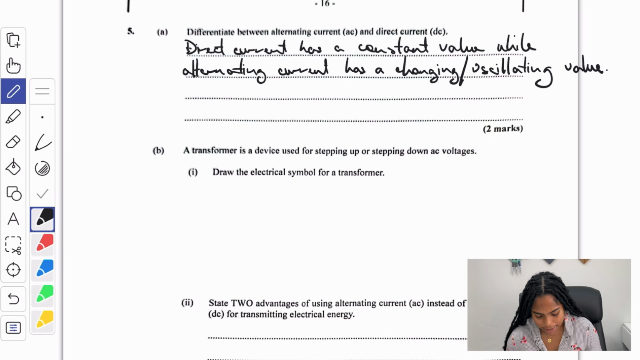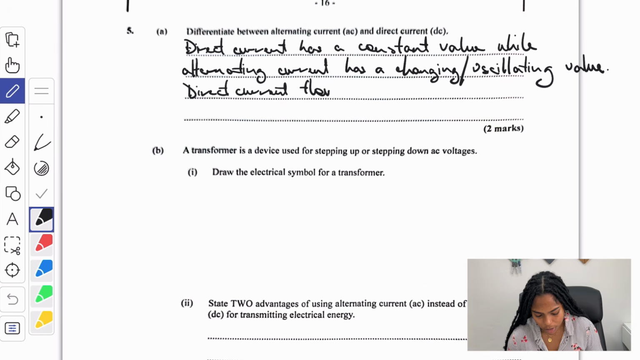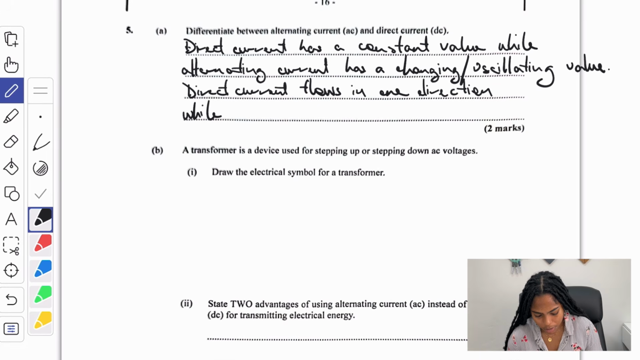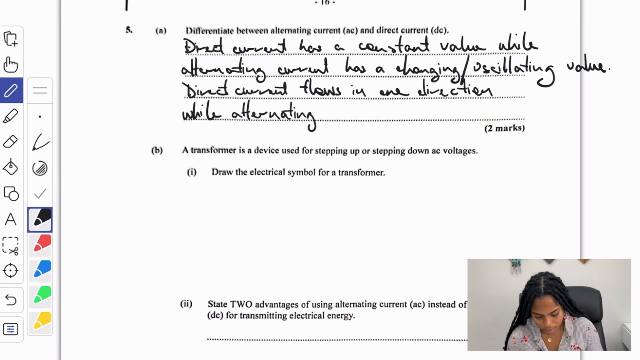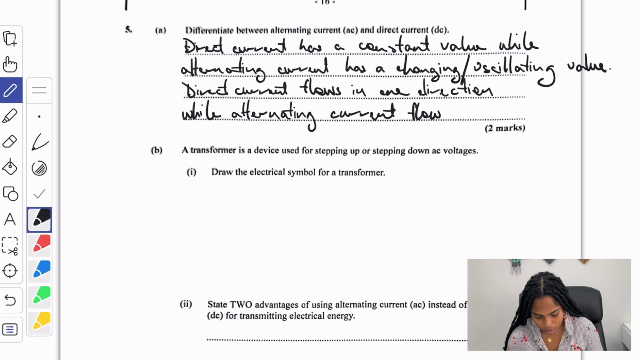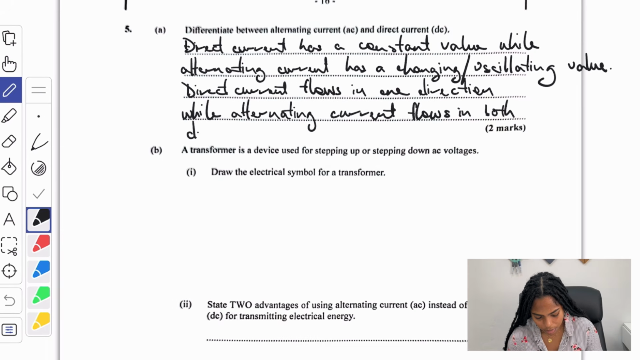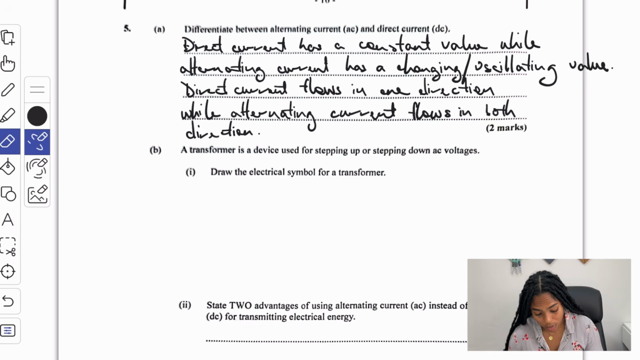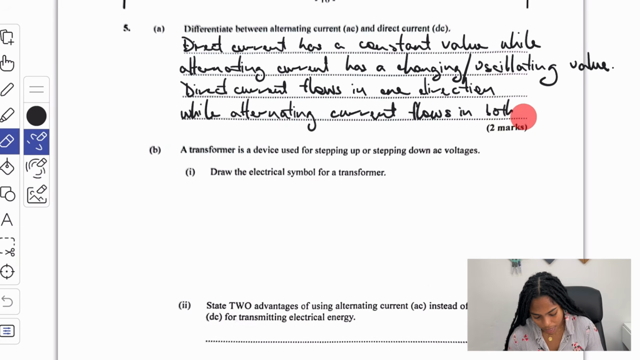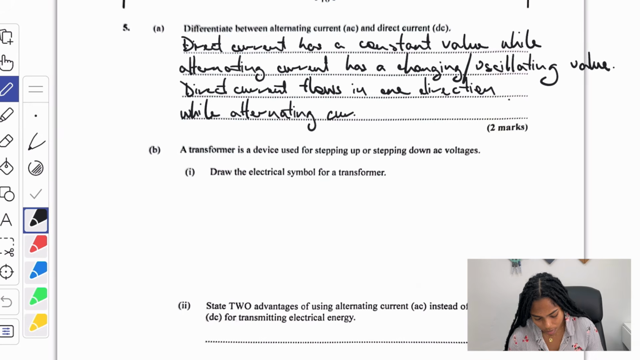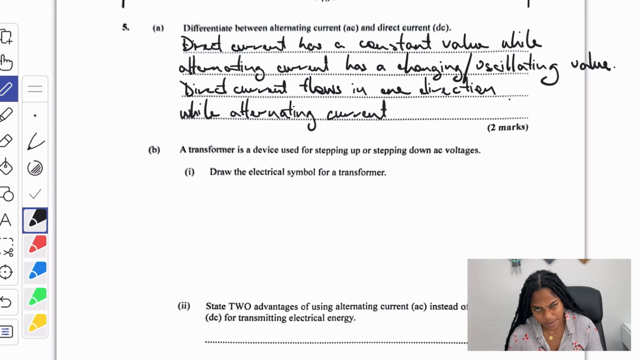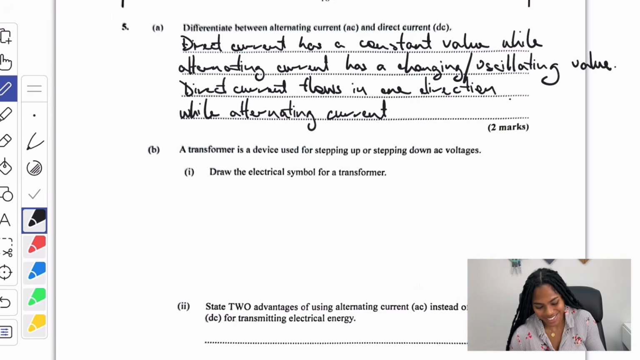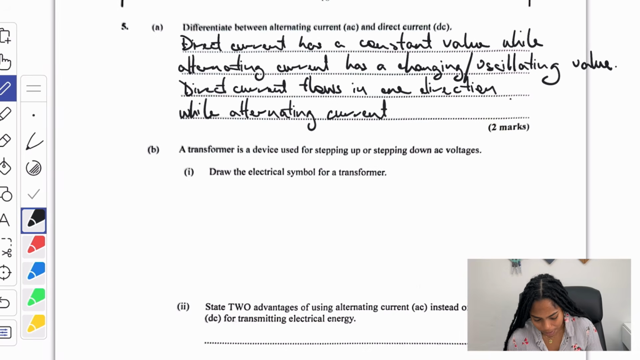And then we could also say that direct current flows in one direction while alternating current flows in both directions. Or maybe I want to say while alternating current alternates directions. Or switches. I don't really want to use the word alternate when we're describing something that has alternate in the name. So while alternating current, let's say continuously changes direction.